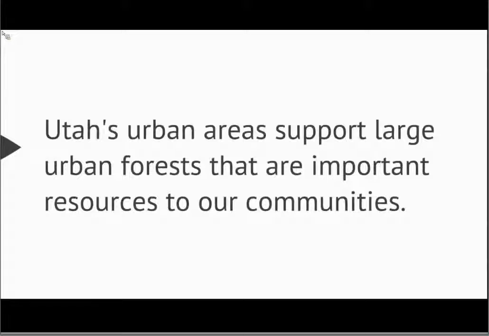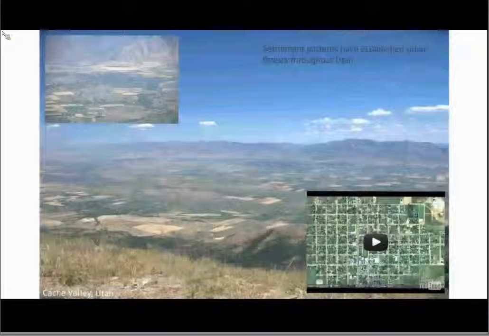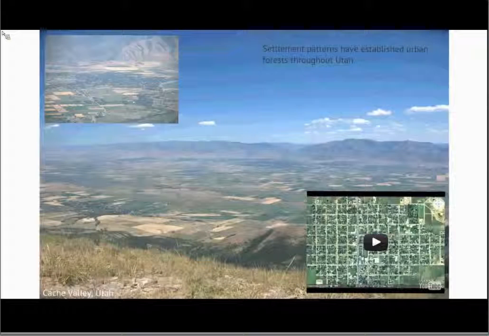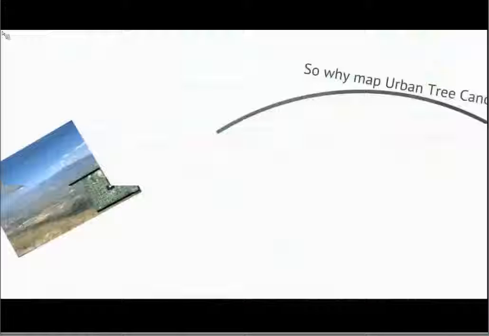So Utah's urban areas support large urban forests that are very important resources to our communities. And these have really largely been driven through settlement patterns. When the pioneers came into the valleys, you'll see some of the accounts saying that there were really no trees in the valleys at all. And so you can see there in the background, Cache Valley. You can tell where the settlements are, looking at Logan, Hyrum up there in the upper left-hand corner, Wellsville, and some of the other towns down there at the bottom of the picture. You can see where those communities are because really they are lined with trees. And so these urban tree canopy components are quite important.